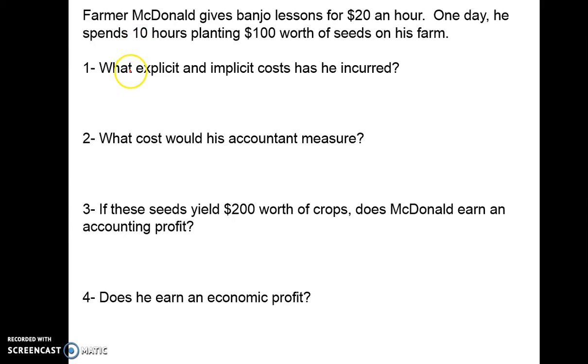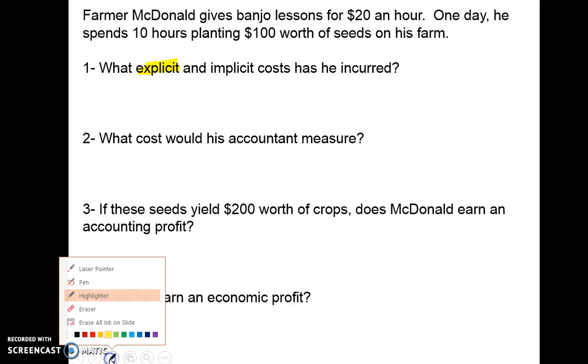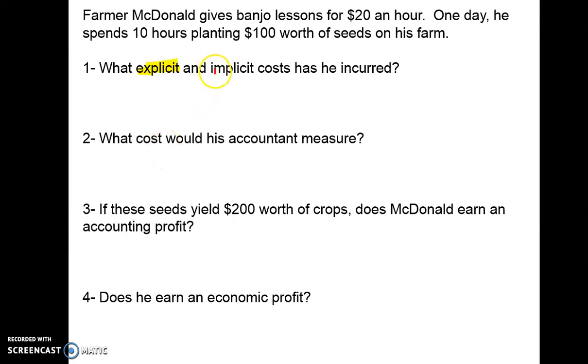So, let's see here. I'm actually going to use a highlighter here. I'm going to do my explicit in yellow and my implicit in red, so I don't have to keep trying to write. So let's see here. Old man McDonald gives banjo lessons for $20 an hour. One day he spends 10 hours planting $100 worth of seeds on his farm. What explicit and implicit costs has he incurred?